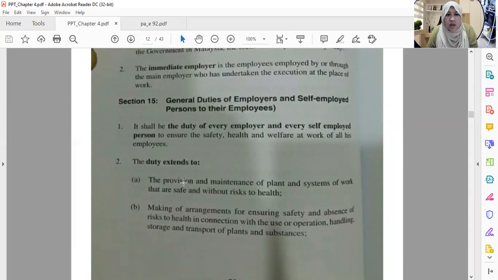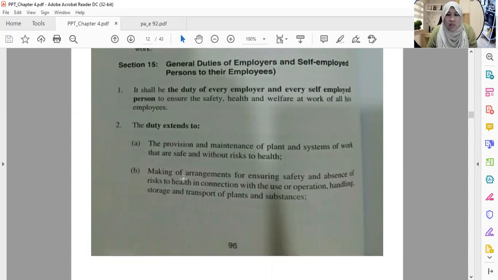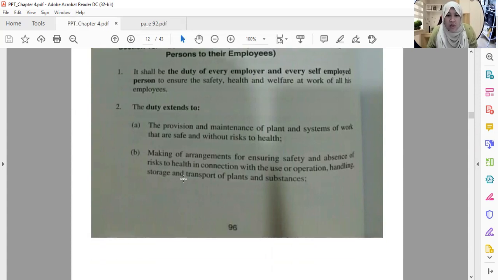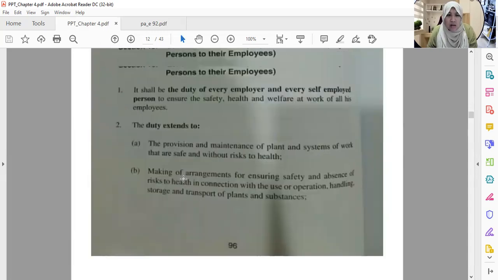Okay. So section 15, general duties of employers and self-employed person to their employees. It should be the duty of every employer and every self-employed person to ensure the safety, health and welfare at work of all his employees. So the duty extends to the provision and maintenance of the plan and system of work that are safe and without risk to the health. Dia kata ini adalah satu tanggungjawab setiap majikan untuk memastikan kesihatan, keselamatan dan kebajikan pekerja untuk semua pekerja.